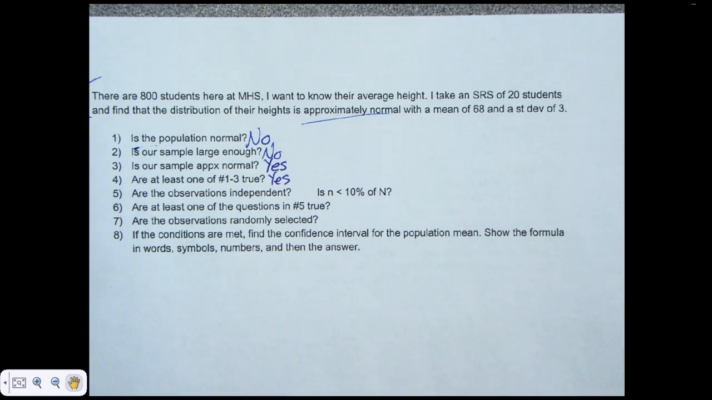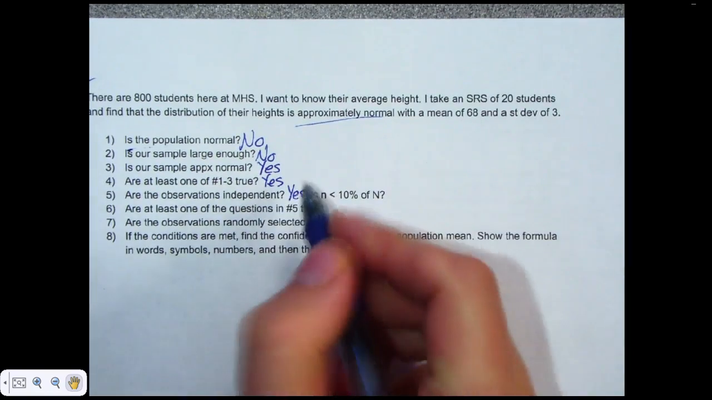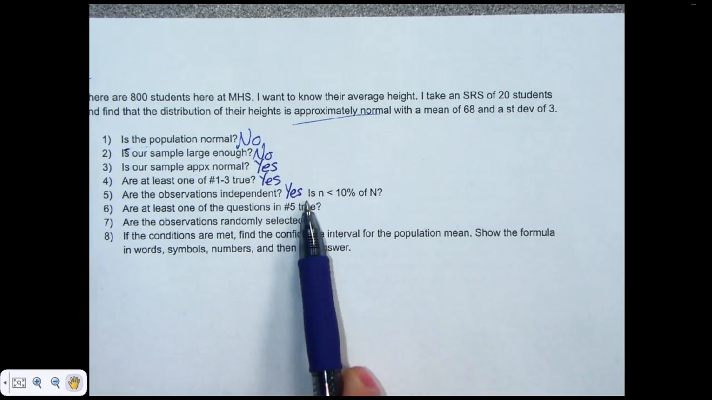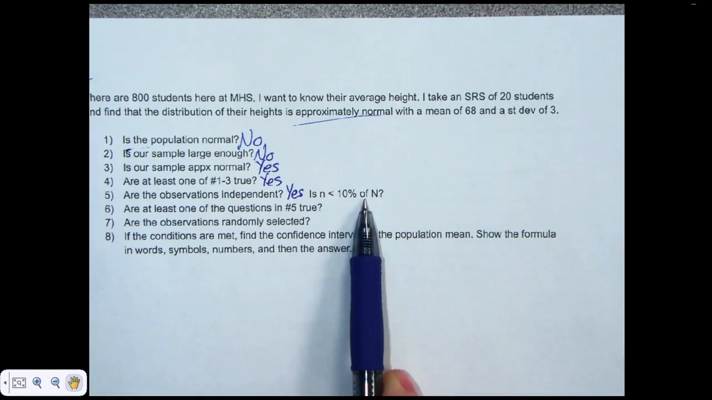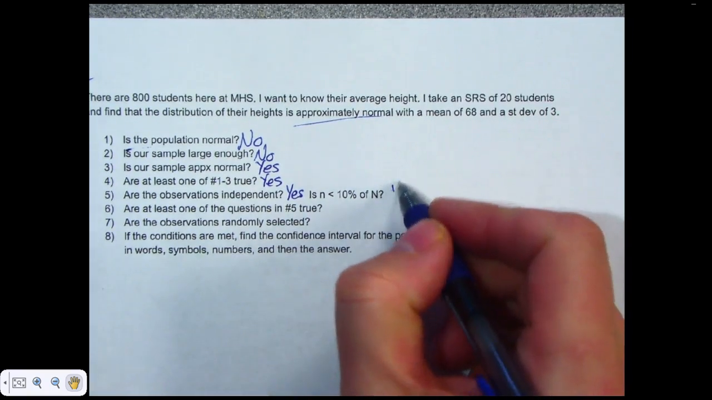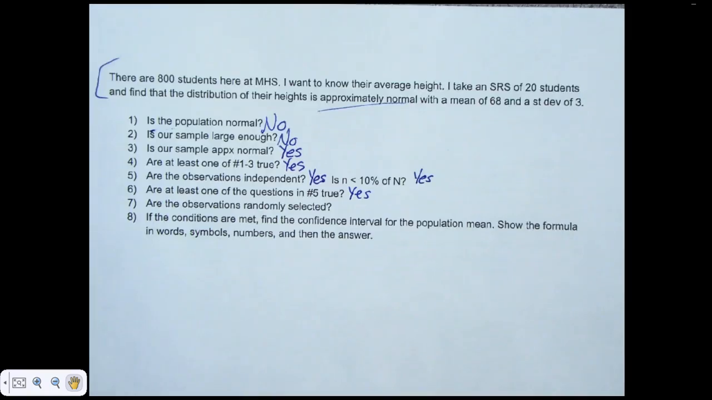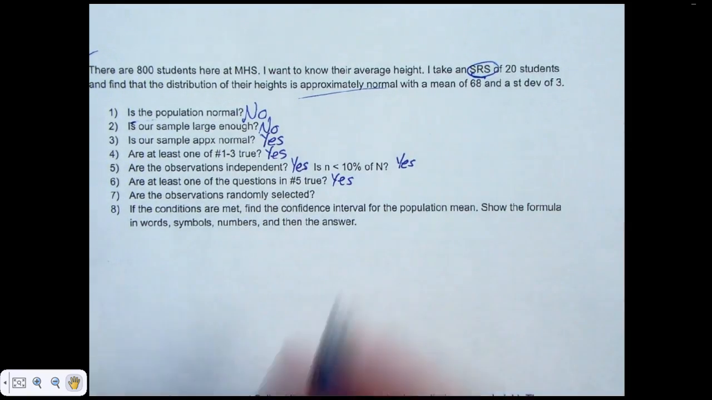Are the observations independent? So does one person's height have an effect on the next person's height? They are independent. There is no effect. And then this, the small n and capital N. Small n is the sample, capital N is the population. So is our sample less than 10% of the population? Is 20 less than 10% of 800? Yes. Or is at least one of the questions in number 5 true? Yes. Are the observations randomly selected? Yes, they are. How do you know that? Says SRS.